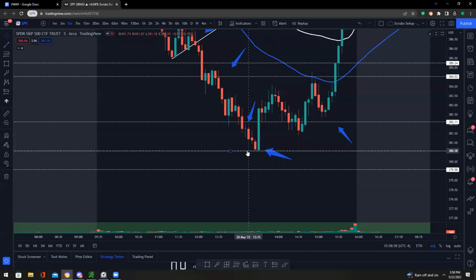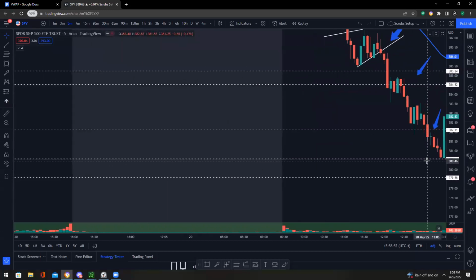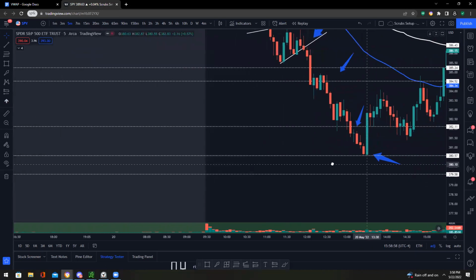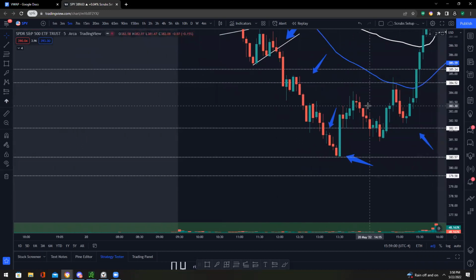Or would you risk it for the biscuit and see if it bounces at this really strong area? If it doesn't bounce, obviously you cut it. But if it does bounce, cool. You can possibly get some of your money back. So that's why I like to have more of a specific range in mind.